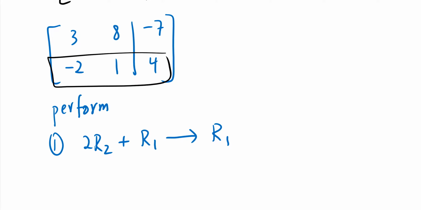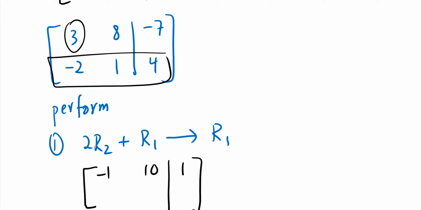So that gives me negative 4 for the first one. And add it to this one. That gives me negative 1. Multiply the second row by 2. So the 1 times 2 is 2. Added to 8 is 10. 2 times 4 is 8. Added to negative 7 is 1. Keep the second row the same.